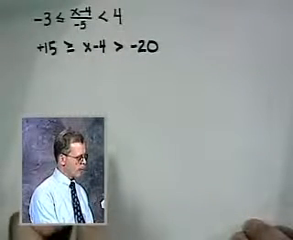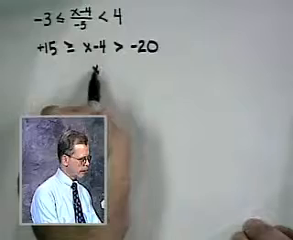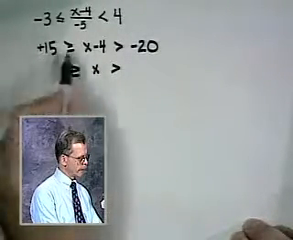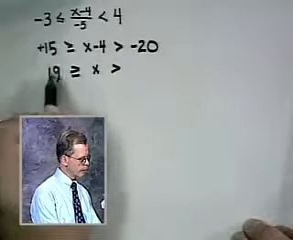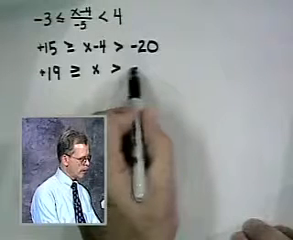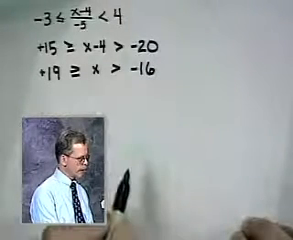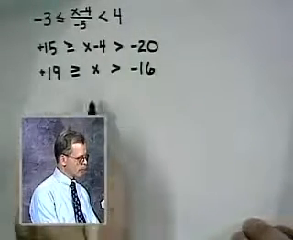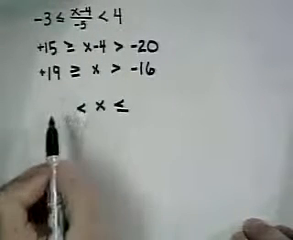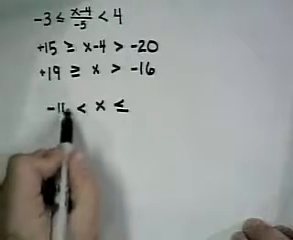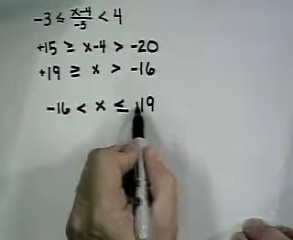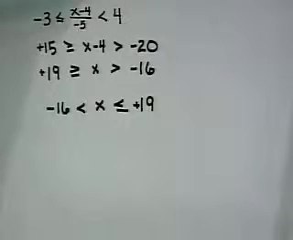Now we can add 4 to both sides. x, 15 plus 4 is 19, and negative 20 plus 4 is negative 16. We'll often reverse this to make it easier to see, putting them in numerical order. Negative 16 is less than x is less than or equal to positive 19.